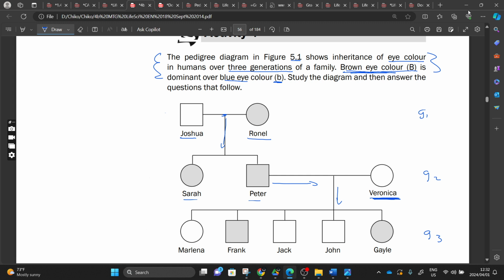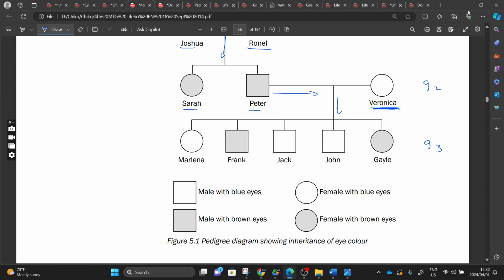Here's the thing. We have the brown eye color, right, which is dominant over the blue eye color. And then here's our pedigree, and with our pedigree they will give us a key, right? Here's the key. They say that those who are not shaded are males with blue eyes, right?